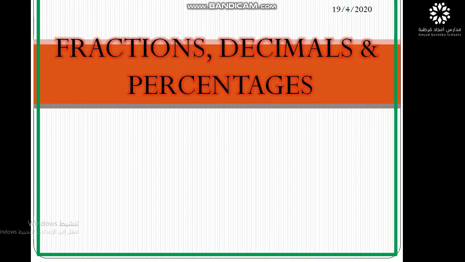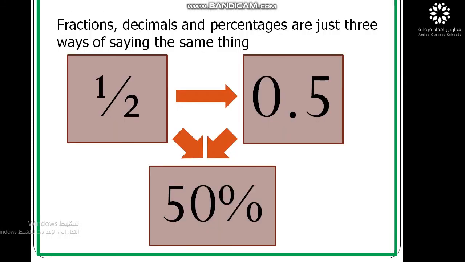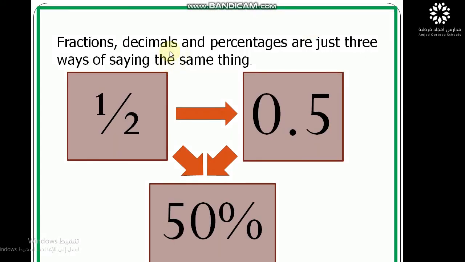Today we will talk about fractions, decimals and percents. Page 909 to 912. Fractions, decimals and percentages are just three ways of saying the same thing. How? I can say that half and 0.5 and 50%, all of these numbers are equal.